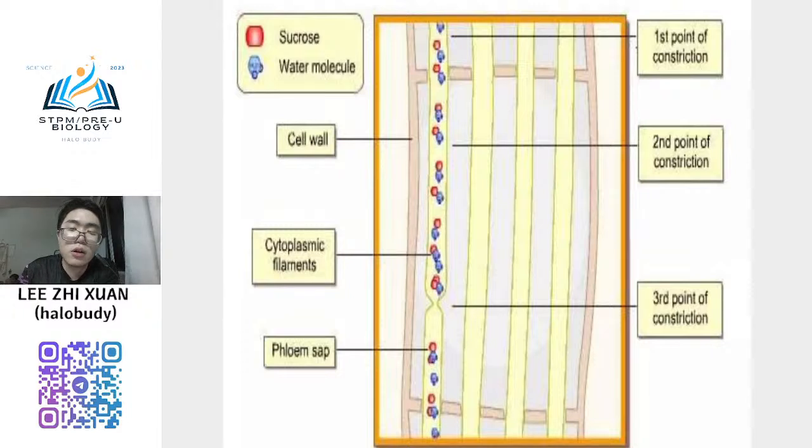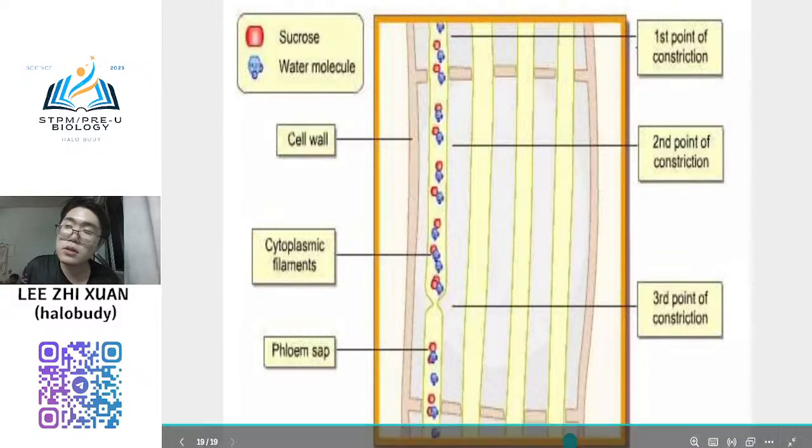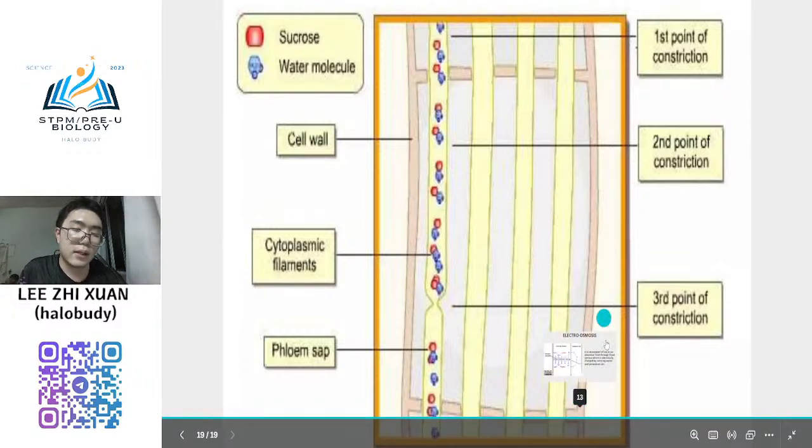Okay, so actually today's class is already ending. I have finished the translocation topic. Today we learned about translocation based on the four hypotheses: the pressure flow hypothesis, the electro-osmosis hypothesis, the cytoplasmic streaming hypothesis, and the peristaltic wave hypothesis. Okay, so I think that's all for today. Any questions so far?